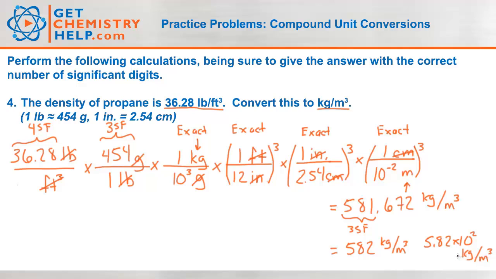Well, there you go. That was quite a long one there. I just want to point out, though, on your calculator, make sure you enter everything in correctly. So 36.28 times 454 divided by 10 to the third divided by 12, but this is cubed, so divided by 12 cubed, divided by 2.54 cubed, divided by 10 to the negative second cubed, and then you should get this answer.